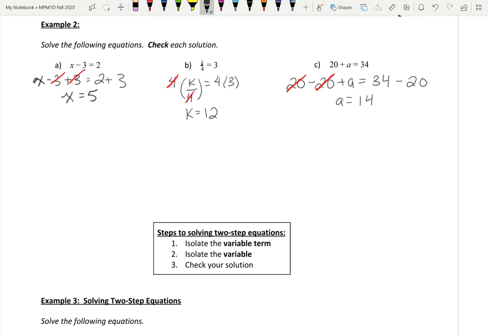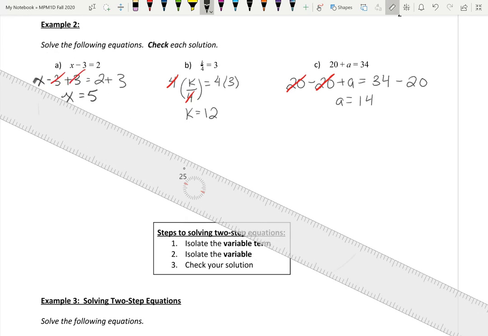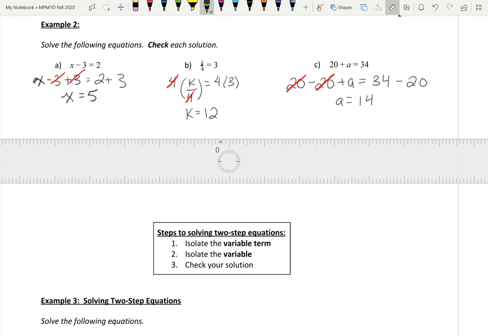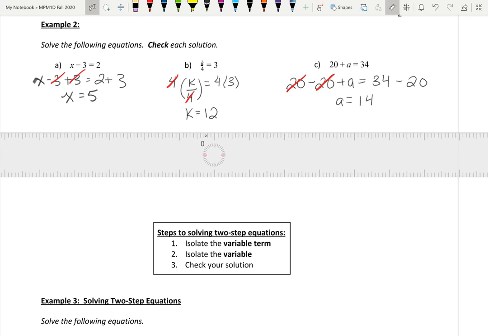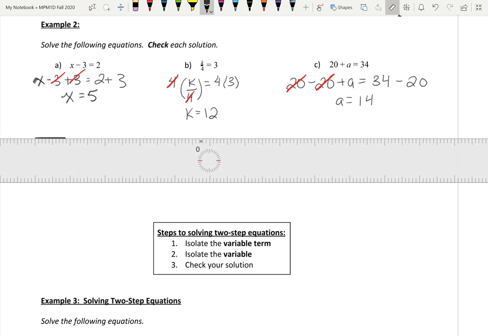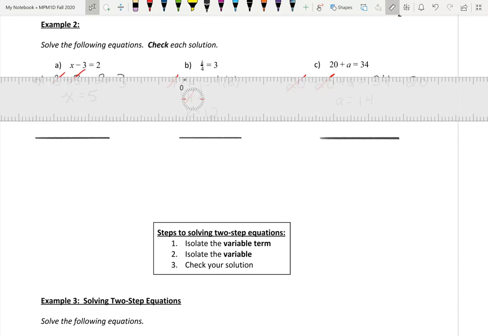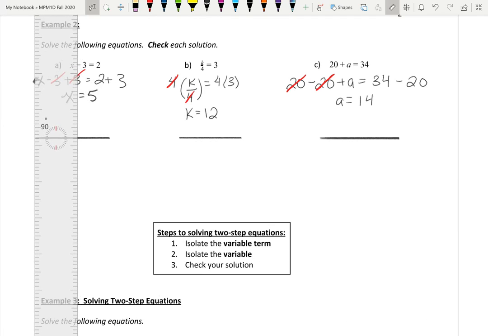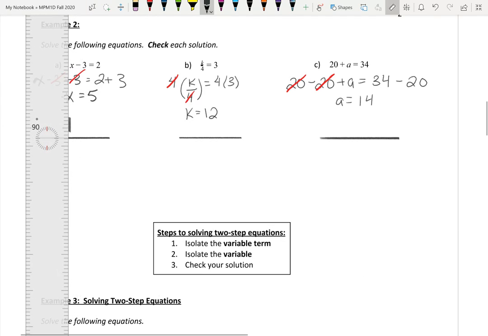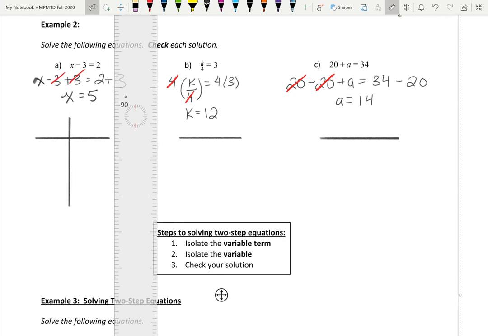Okay, so we want to make sure that we found the correct value of our unknown, or that we solved correctly. So what we do is we check. I'm going to take my ruler out so that it's nice and neat, and I'm going to draw some tables here. One here, and one here. One for each of the questions. So I'm just drawing a t-table.